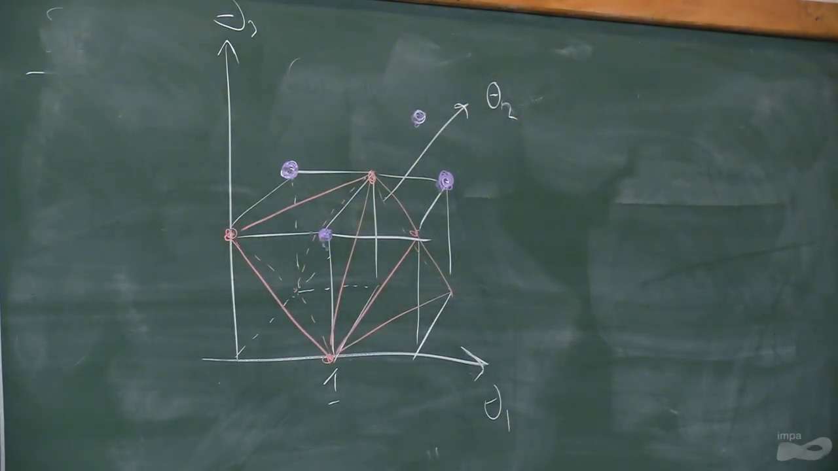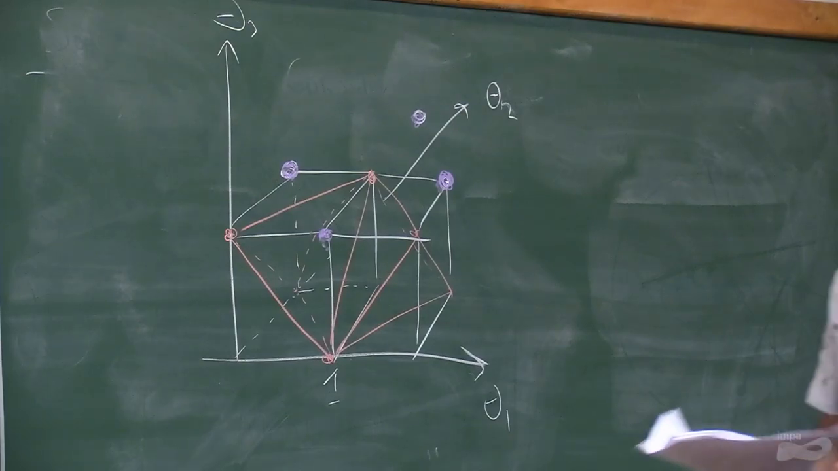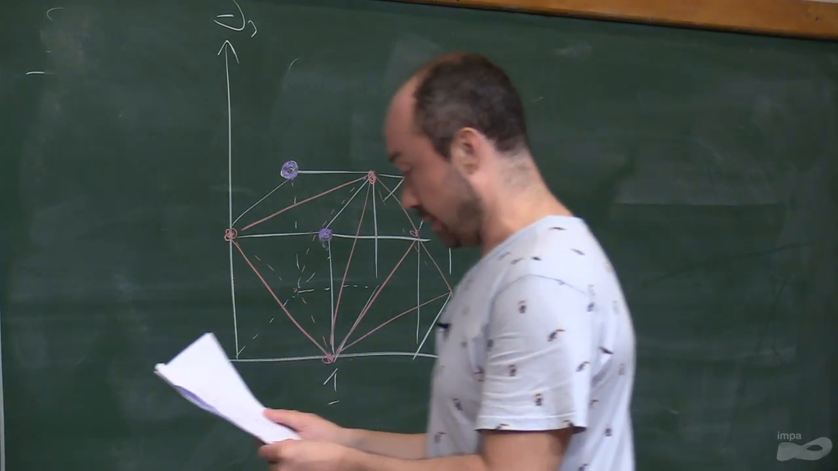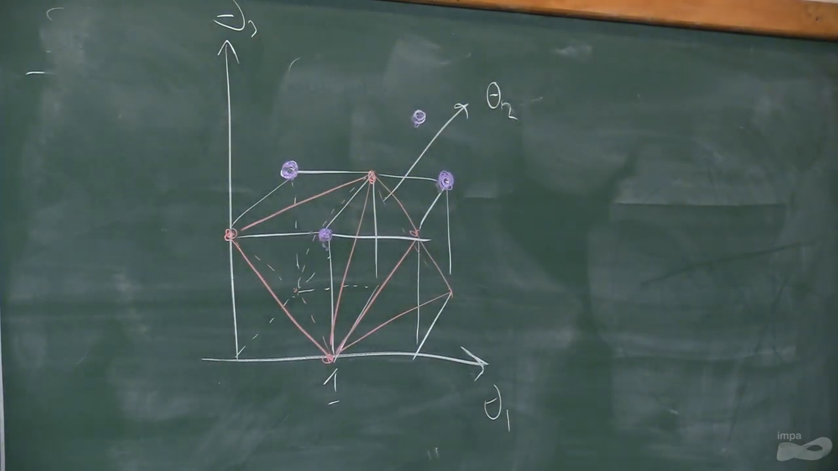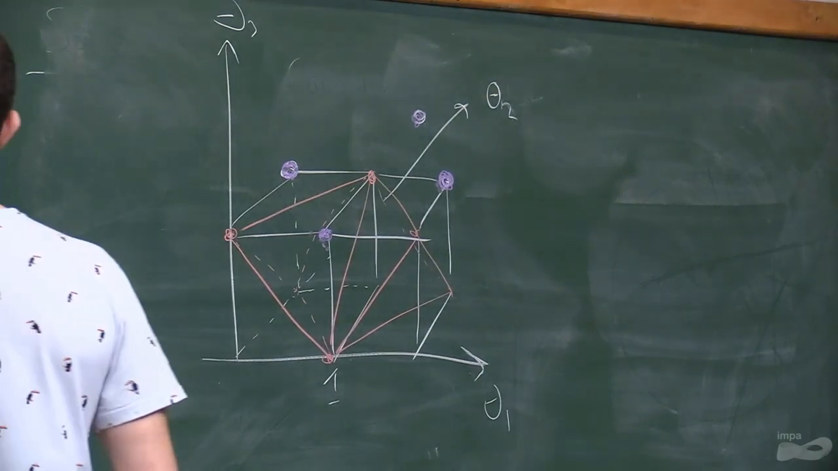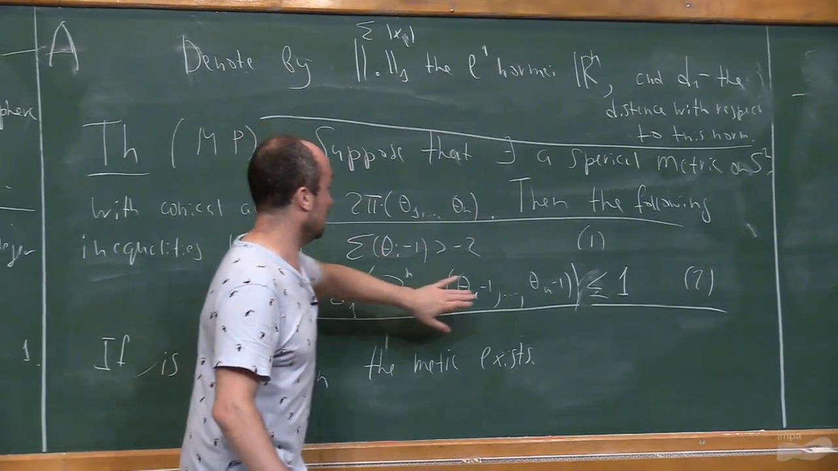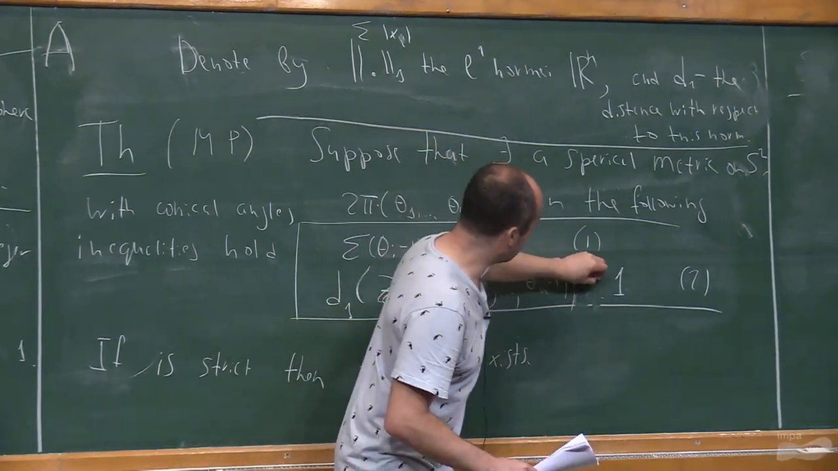So I tried to connect this picture to the one-dimensional case, to the case when we have three conical singularities. Okay, so I want to tell you just a little bit about the proof of this result, namely the proof of these inequalities. How do you prove them?